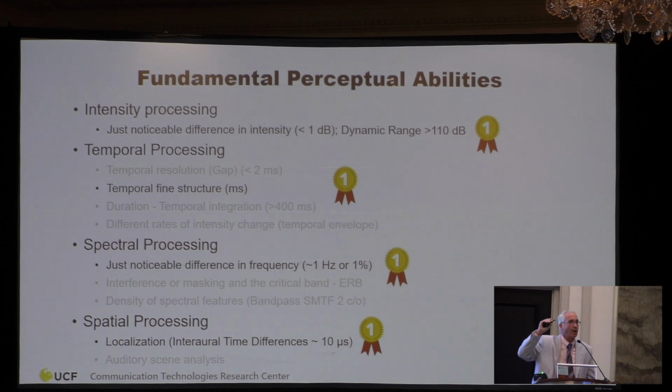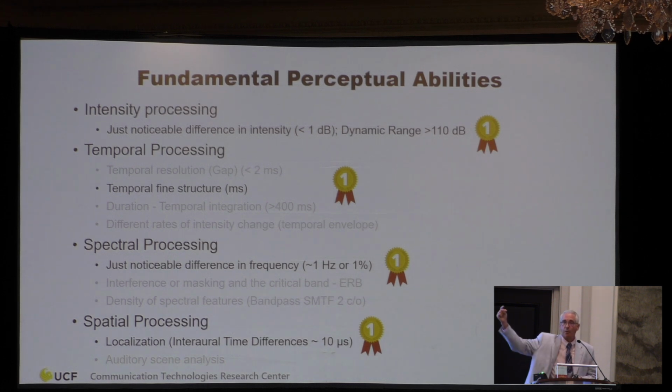We have a range of sound levels that we can hear that's over 110 decibels, and in some cases much larger than that. Much wider than any dynamic range, much higher precision than any other sensory system. Our temporal precision is also very, very high on the low millisecond range, which is faster than any other sensory system. Our spectral precision, the ability to detect a change in frequency, is better than the spectral precision of any other sensory system. And our spatial processing is incredible.